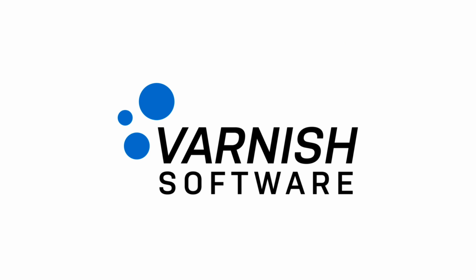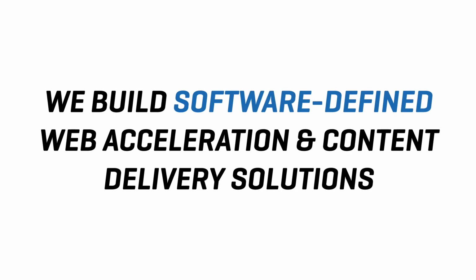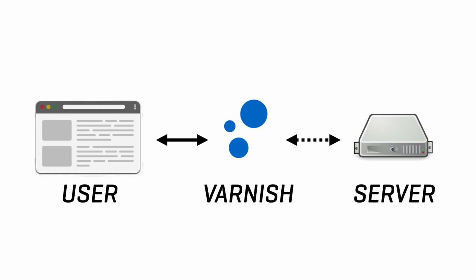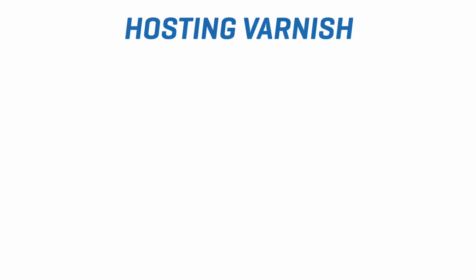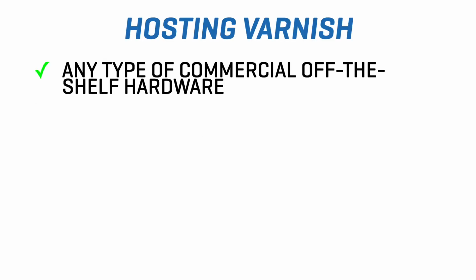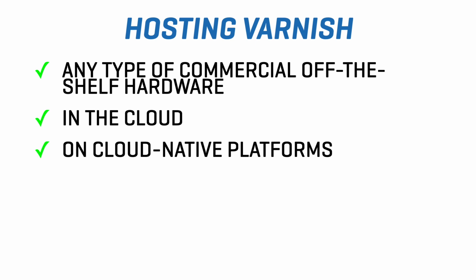Equinix requires very little introduction, a leader in the data center space, world-class hosting facilities, and industry-leading interconnectivity. Varnish, on the other hand, is a company that builds software-defined web acceleration and content delivery solutions. The Varnish Enterprise solution that we offer uses caching technology to accelerate HTTP-based traffic and can be hosted on any type of commercial off-the-shelf hardware, in the cloud, or on cloud-native platforms.